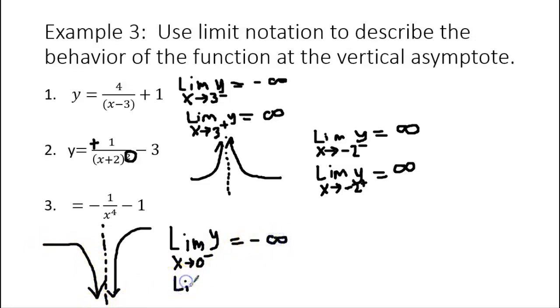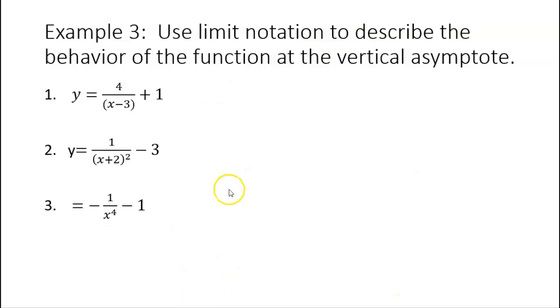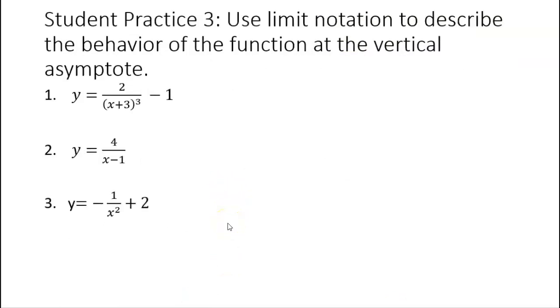And then to describe what's happening on the right side of my graph, I'm going to put x is approaching my vertical asymptote. On the right side of my graph, that's where I'm going to put a little plus here after the 0. And on the right side, it's also going down, so it's negative infinity here as well. Okay, and so that's how we use limit notation to describe the behavior of a function as we approach a vertical asymptote. Okay, so why don't you guys try this one here. Pause the video, and when you unpause it, you'll see the solution.